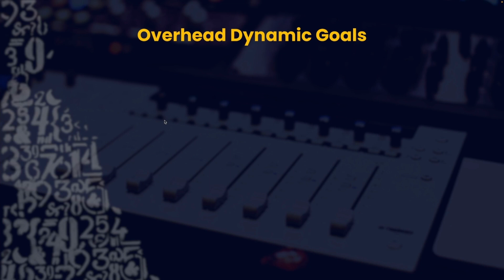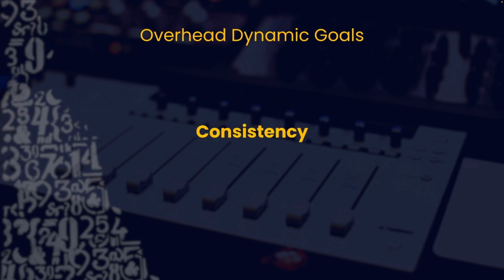Talk about our overheads. So we've been focusing on the shell elements. Now let's look at overhead dynamic goals. So the first thing we need is just consistency. And that's really all we need with the overheads. All the overheads are providing is additional snare information and cymbal information. Oftentimes we'll even high pass this so that we don't even have much kick in the overheads as well. So it's really just the shiny elements that are being picked up with the overheads.